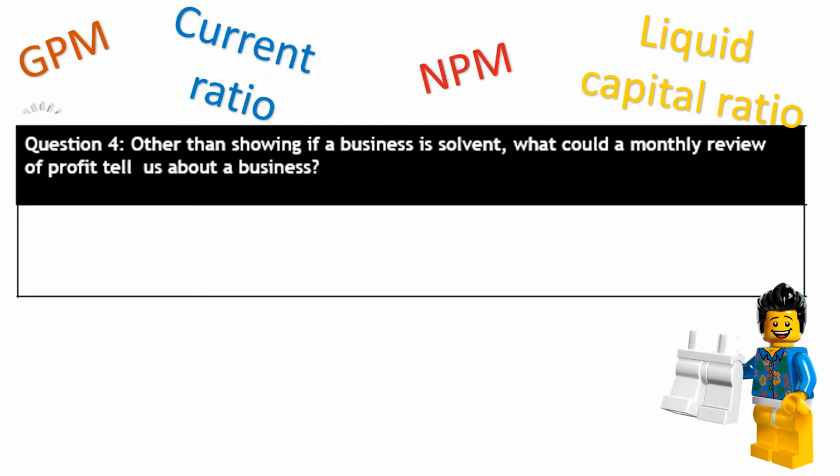Now we're going to think about current ratio. This shows you the value of a business's assets compared to its liabilities. However, if a business is very thorough in their monthly review, they're going to move on to the fourth one, liquidity capital ratio.